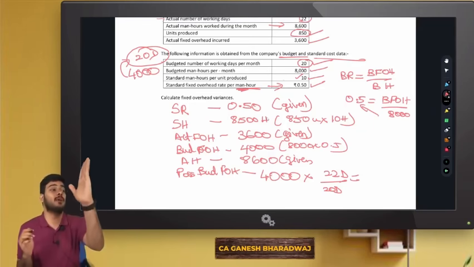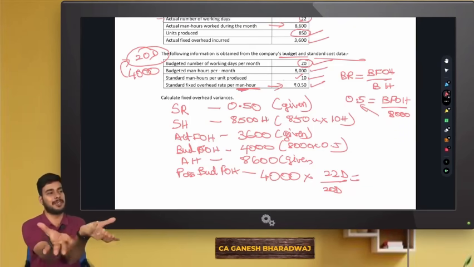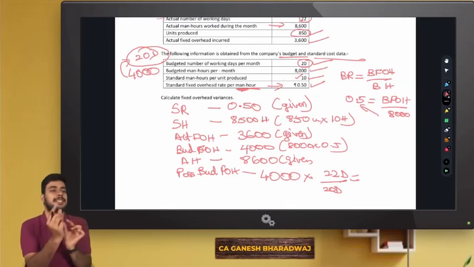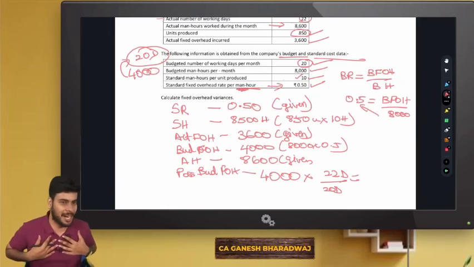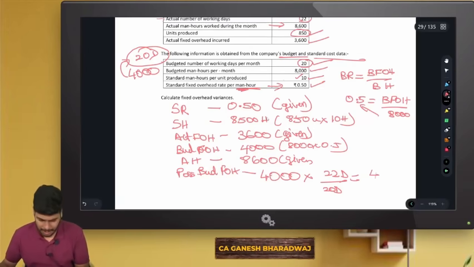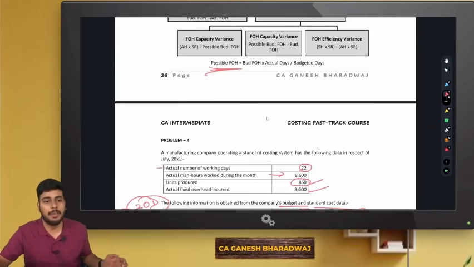So what is the calendar variance formula? Possible budgeted fixed overheads minus budgeted fixed overheads. So you are comparing these two. For the 2 days extra, how much is the thing that is allowed is what we are trying to track. So how much is this? 4,400, right? And this is exactly what I've given here. Possible fixed overheads is equal to budgeted fixed overheads into actual days divided by budgeted days.